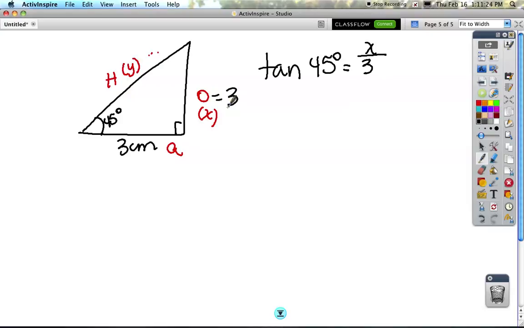Okay. And then the next one I'm going to cover up the O, which leaves me H and A, which is what? Cosine. Okay. So cosine 45 degrees equals adjacent, which is 3, over hypotenuse, which I've labeled as y. So I can go to my pattern now. It's going to be 3 divided by the cosine of 45. So that's square root of 2 over 2. So is it 3 square roots of 2 over 2? Okay, just 3 square roots of 2.